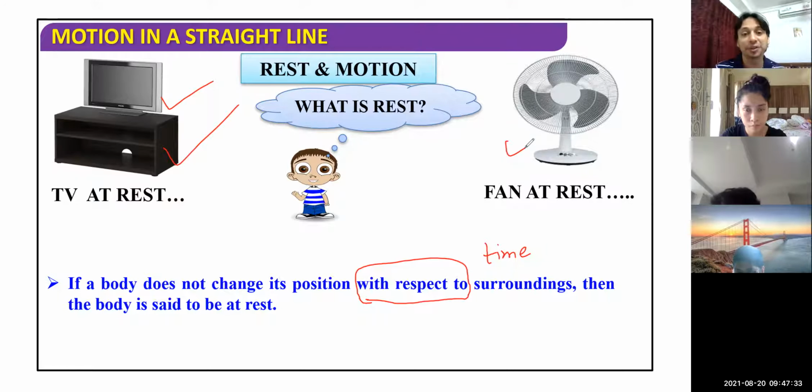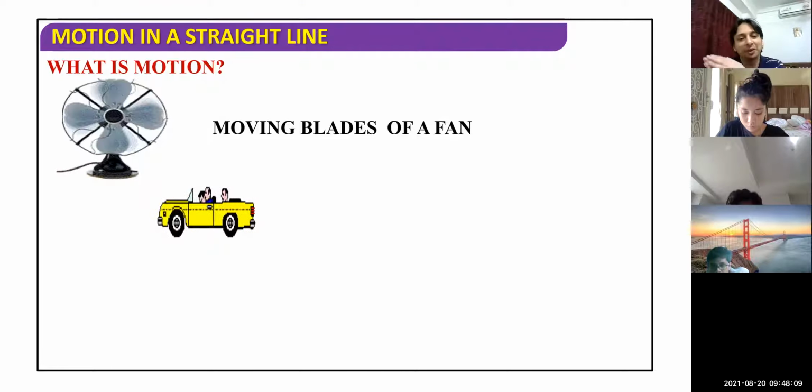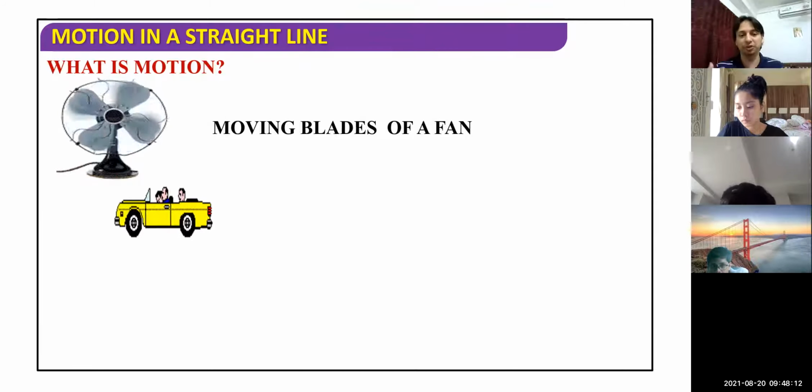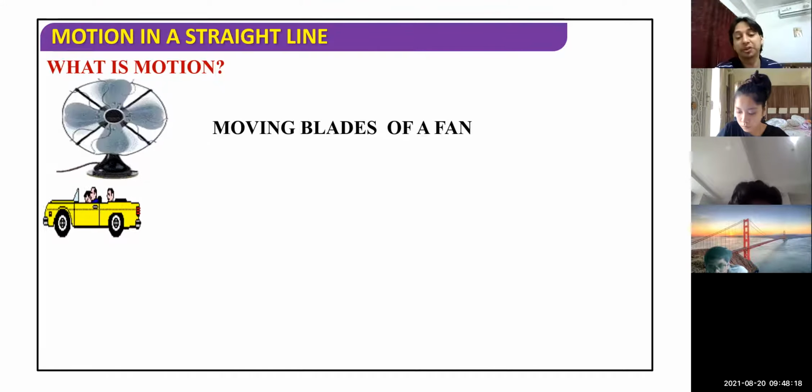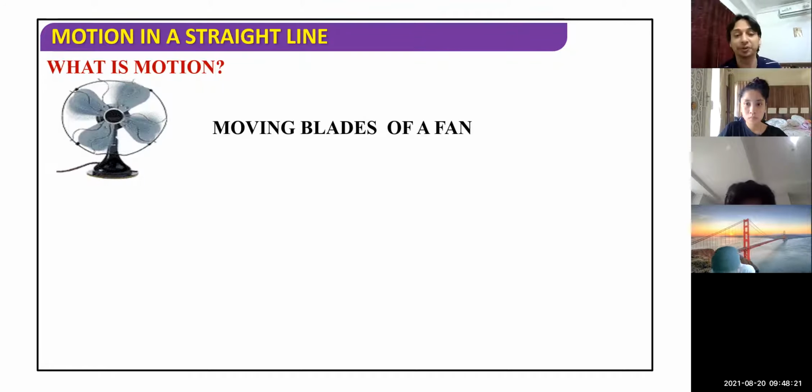Now here, observe this diagram. Observe this picture carefully, children. What's happening here? Objects are moving. Just focus on the car. The car is moving. The car is changing its position with respect to surroundings, with respect to me, with respect to you. The car is moving, changing its position with respect to the surroundings. We are the surroundings. Even here, the fan is there. With respect to the fan, this car is moving.